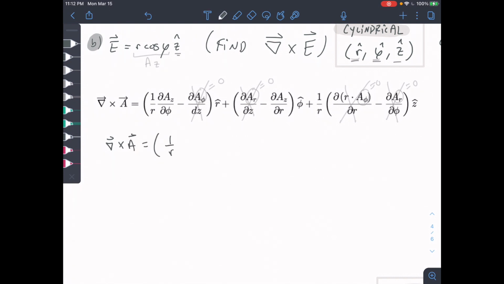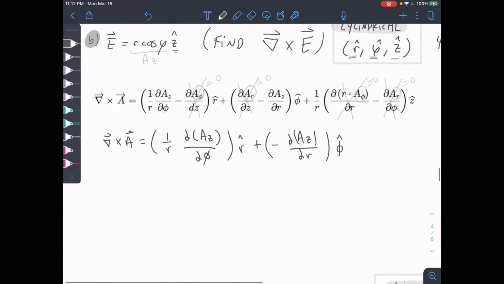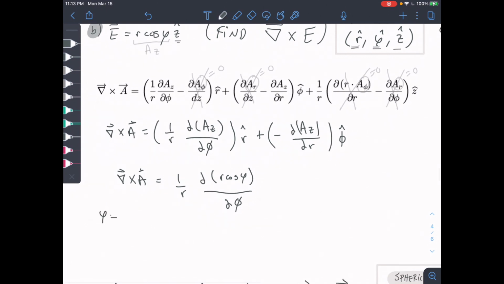We're going to end up with 1 over r, partial with respect to phi of az, in the r hat direction, plus negative partial of az with respect to r in the phi hat direction. Yep, that looks good. Let's plug in our az and simplify. Then we're going to end up with 1 over r. Notice that when we do this partial, r cosine of phi, we're taking this interior partial derivative first, r cosine of phi with respect to phi here. And note that this phi and this phi are the same.